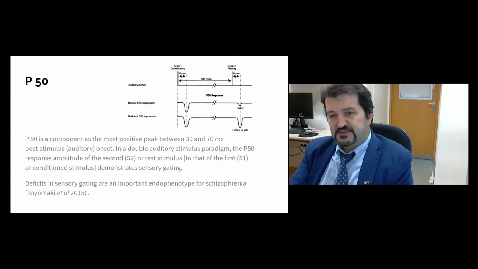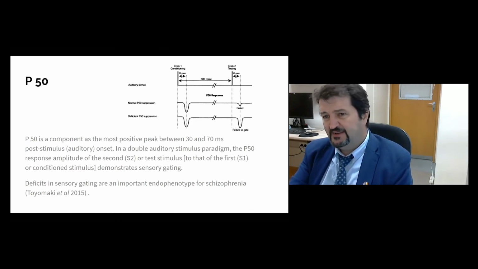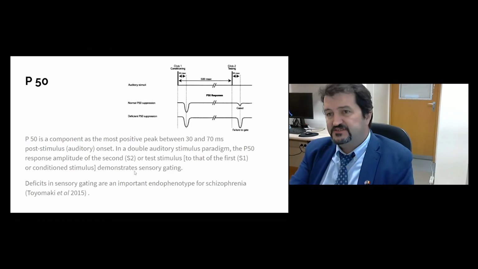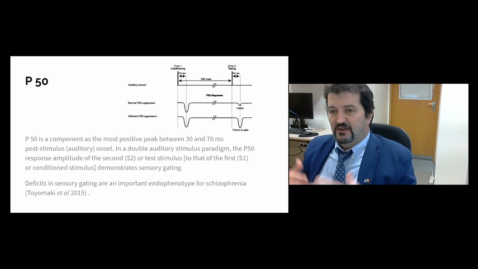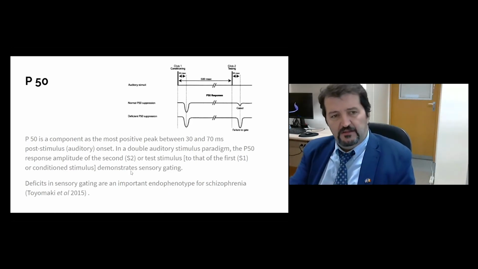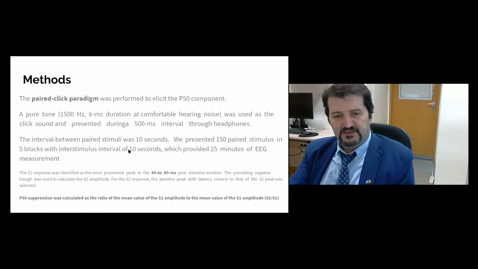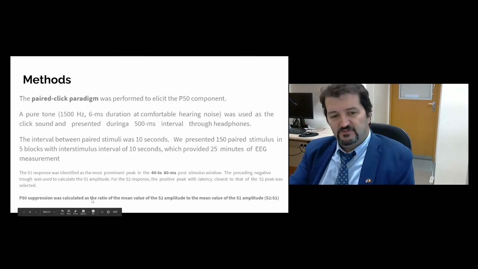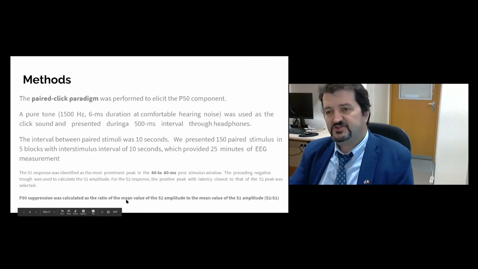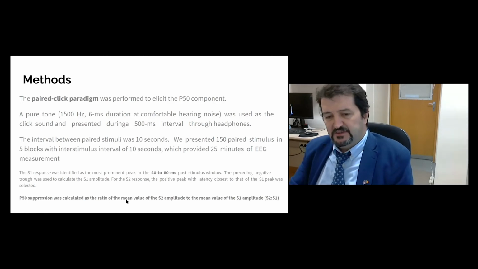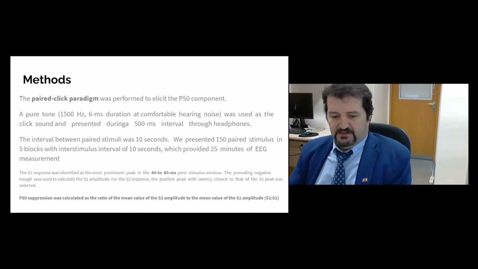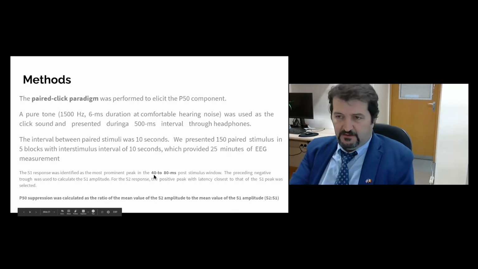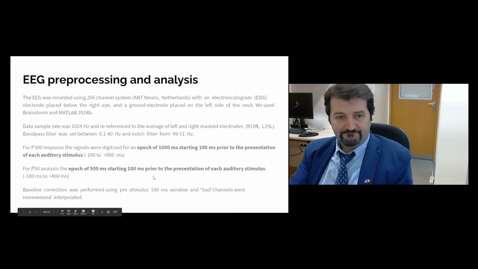So the normal subject will have the second response gated, while the schizophrenia patient will have a failure to suppress this stimulus. This is the P50 paradigm, measuring sensory gating. As I said at the beginning, schizophrenia patients do not have this sensory filtering. So we did this paired click paradigm, and the P50 suppression was calculated as a ratio of the mean value of S2, the testing sound, to the conditioning sound. And again, we measured those voltages from 7 regions of interest.